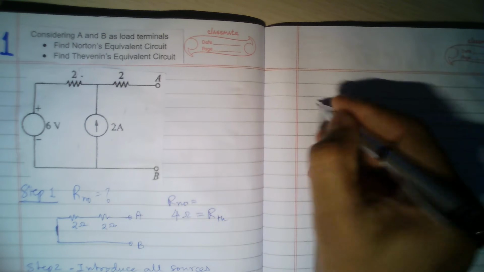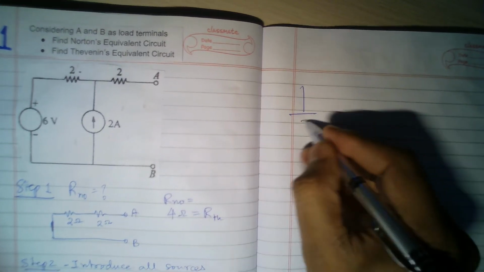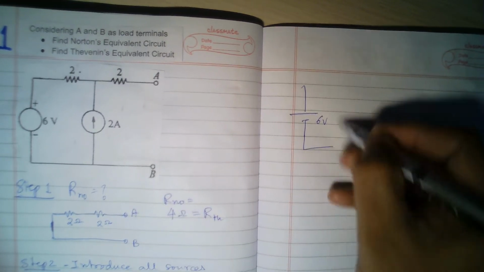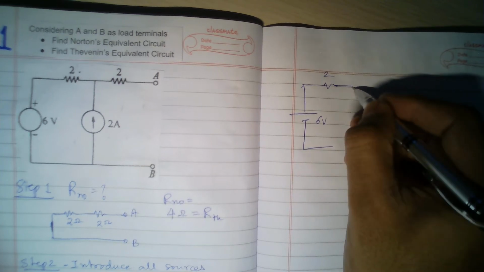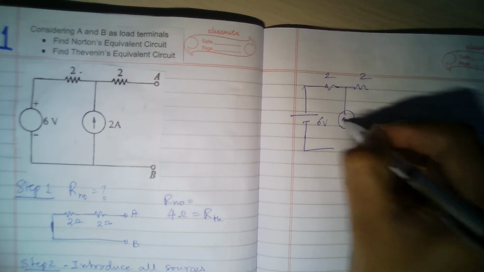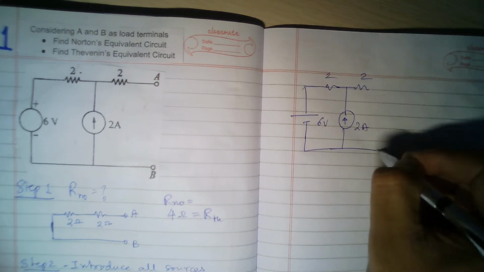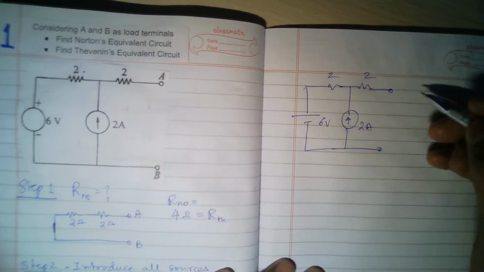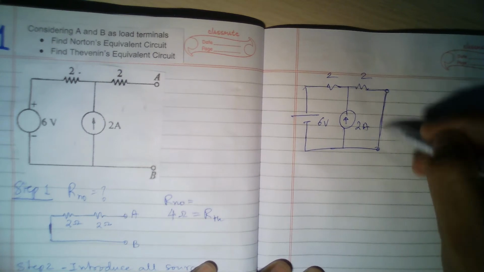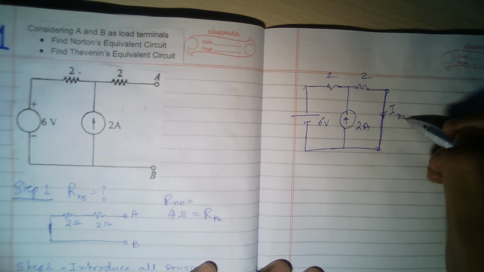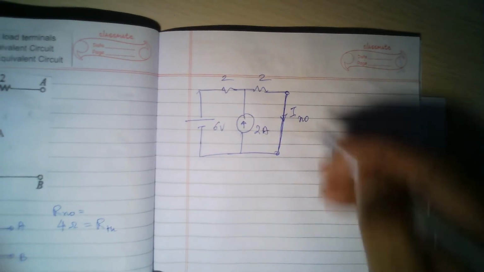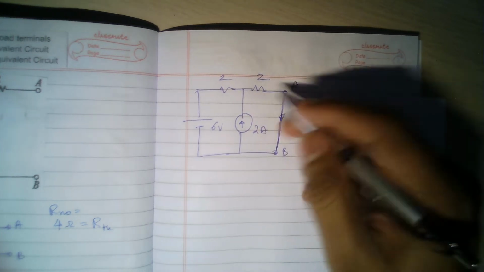So what do I mean? Let me draw the circuit again. We have 6 volts, then we have 2 ohms here, then again 2 ohms here, and then this is 2 amperes. Now the load terminals A and B we have to short circuit, and then this current is the Norton's current, INO. So how do you find this Norton's current in this example?